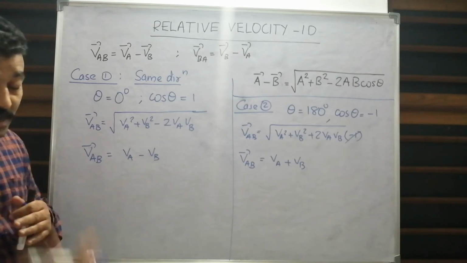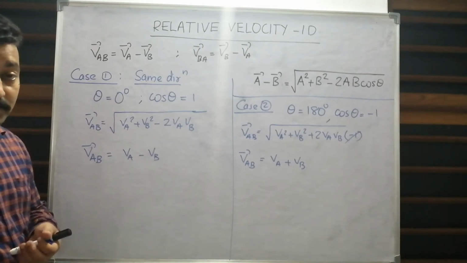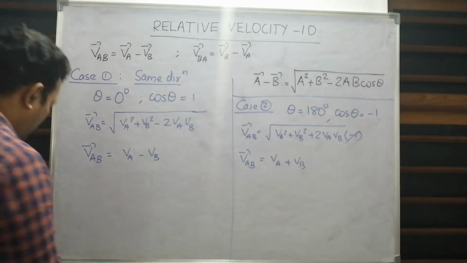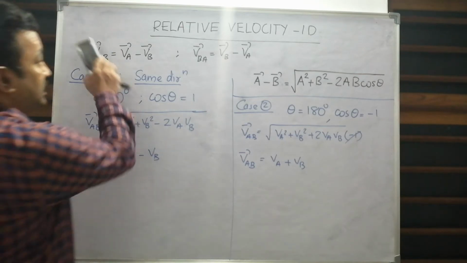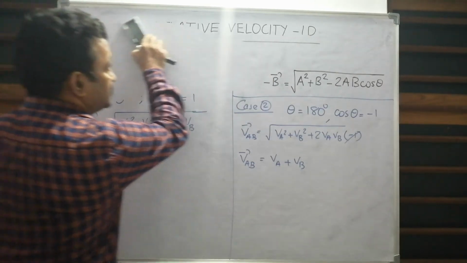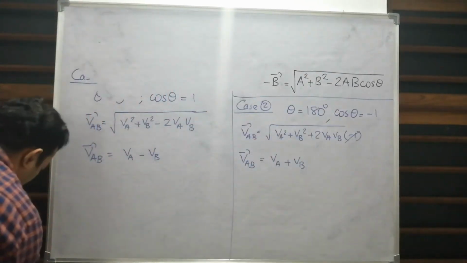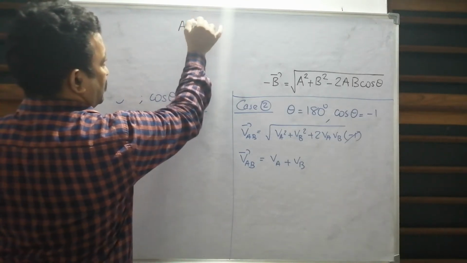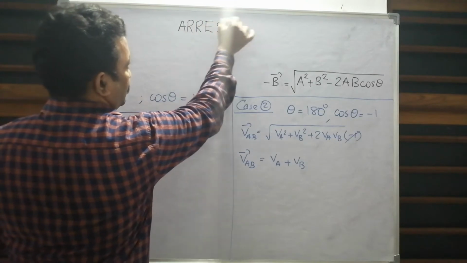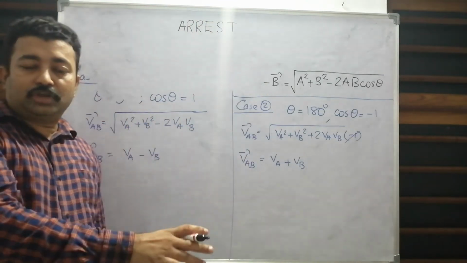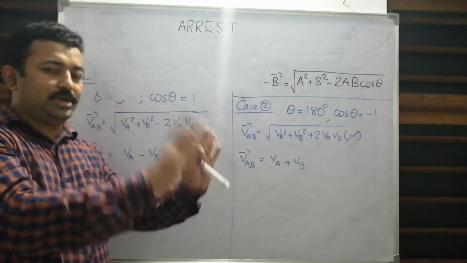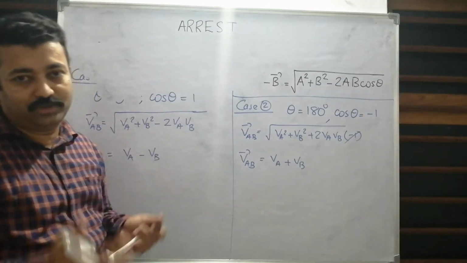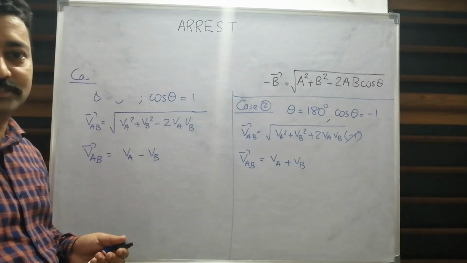Now, we are going to start the problems, and in all the problems I will be using a highlight term for solving relative velocity. I call that one arresting. Whenever there is a relative velocity problem, I will arrest one body, or I will treat that body as at rest. That is what we are going to do. So let's start with the problem.